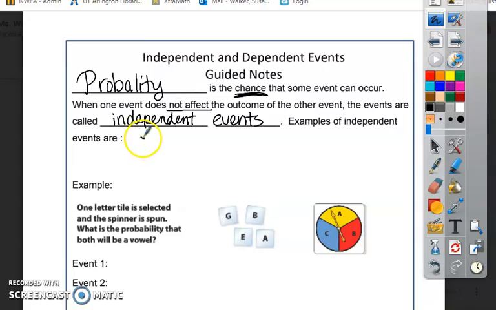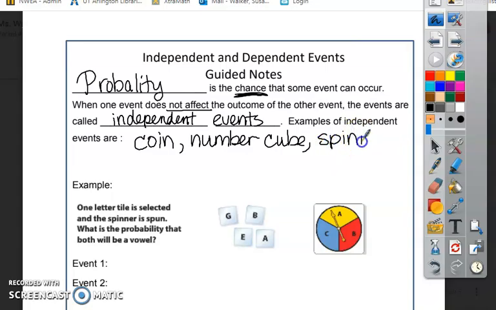So that would be like a coin. I can keep flipping a coin over and over and over and keep getting heads because that heads does not disappear. I flip it, I get a heads. Flip it again, I can still get a heads. Flip it again, I can still get a heads. Okay? Those are independent. A number cube. That is independent. A spinner.